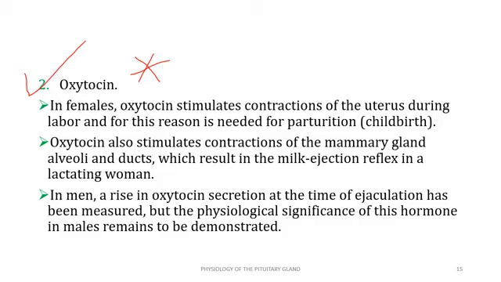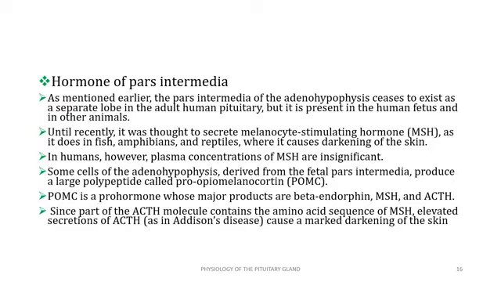Also, we see oxytocin during lactation. Oxytocin is responsible for milk ejection, while prolactin is responsible for milk formation. So during breastfeeding, the baby stimulates the nipple, and these signals are sent to the hypothalamus and lead to secretion of oxytocin, which leads to milk ejection.